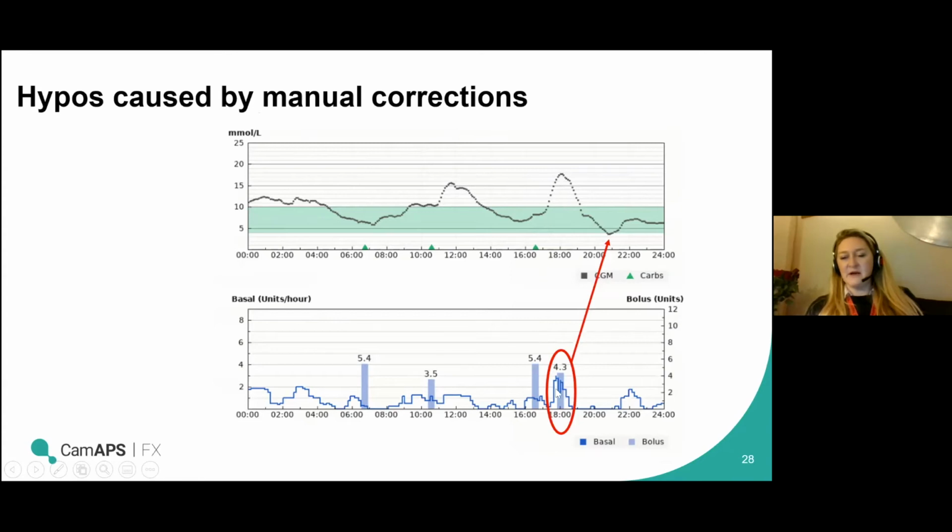You can see the person has put in an additional correction there, even though the system behind that correction has already ramped up to deliver a lot of extra insulin. A correction has gone in on top as well. And then that's just caused the glucose to plummet and shoot over and past.